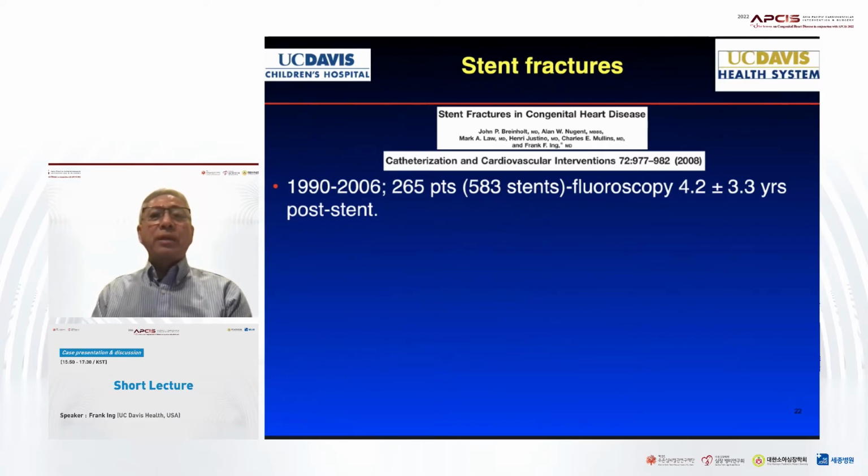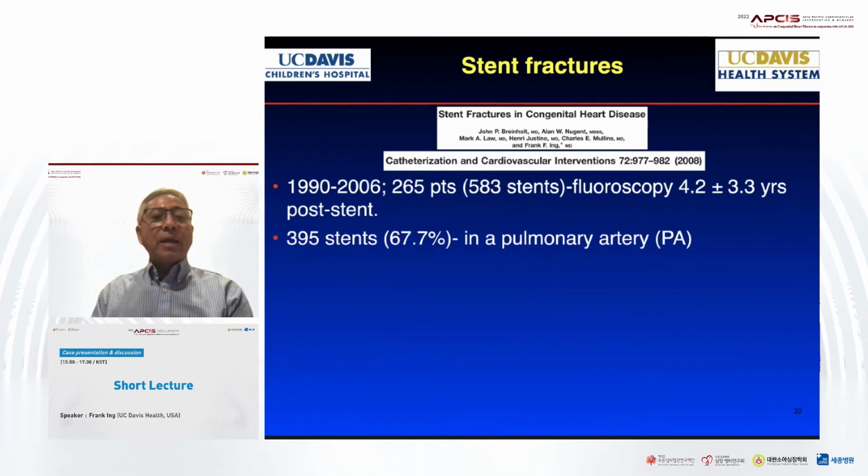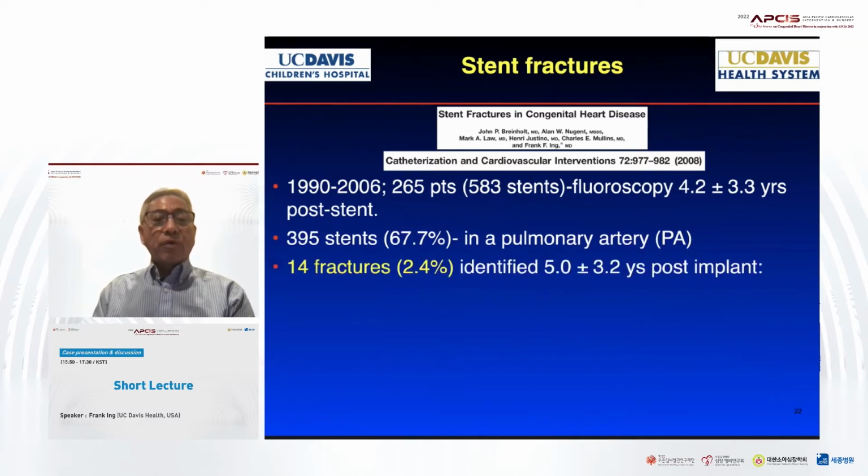So we actually looked at this when I was at Texas Children's. Again, another old paper looking at all the patients that had pulmonary artery stents between 1990 and 2006, of which there were 265 patients. Out of that, 395 stents were in a branch pulmonary artery, so about 2/3 of these. There were 14 fractures out of this group, giving about a 2.4% fracture rate at 5 years follow-up.